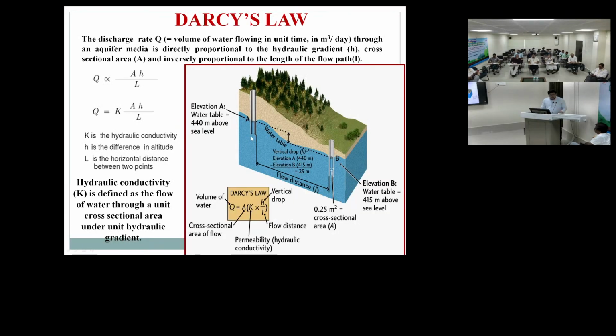Now, groundwater flow follows a law called Darcy's law. We consider the rate of discharge, the volume of water flowing in unit time, in cubic meters per day through an aquifer medium. It is proportional to the hydraulic gradient and the cross-sectional area, and inversely proportional to the flow path. That is, Q is proportional to A divided by L, with a constant K, where K is the hydraulic conductivity, H is the differential altitude, and L is the horizontal distance between two points.